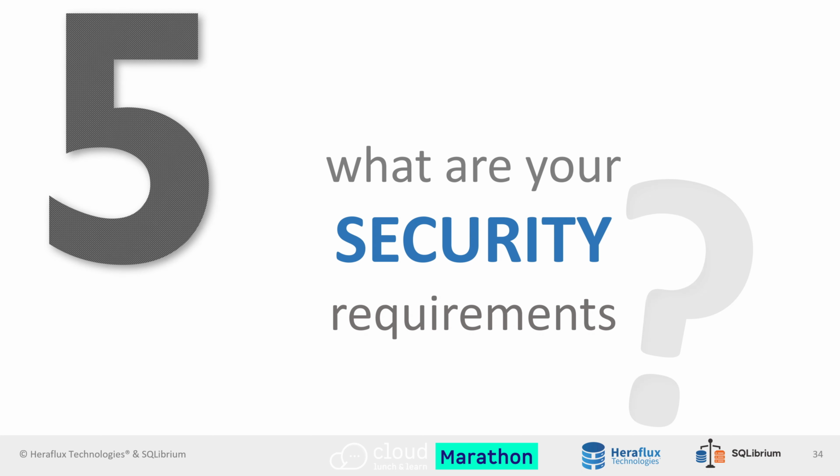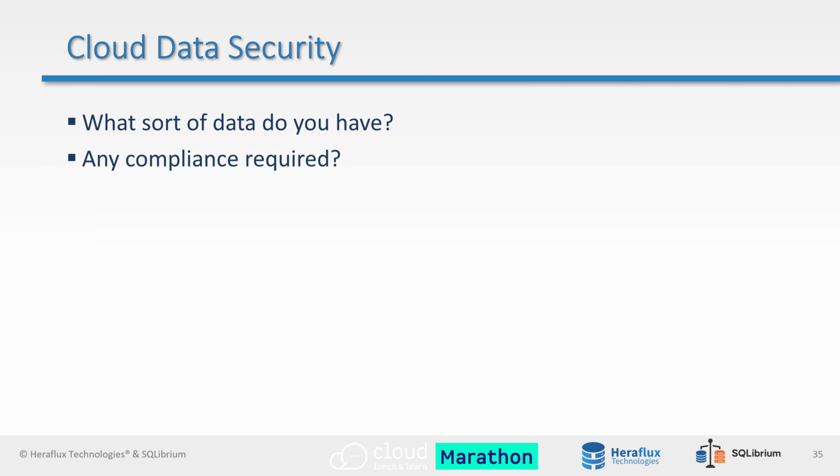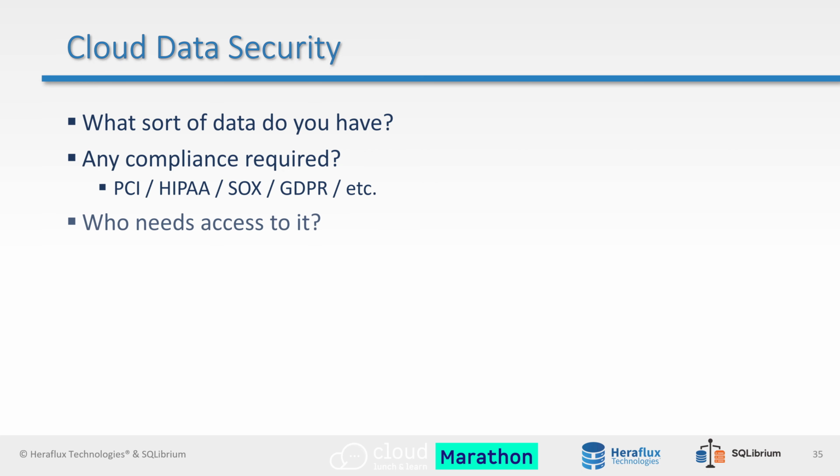Number 5, what are your security requirements? And this is one of those things where you really need to work with the business on this. What sort of data do you have? I mean, we're in the data space. So there's healthcare data, financial data, all kinds of stuff. And it really matters, depending on the industry you're in, what sort of regulatory compliance requirements you may be under. Could be PCI, HIPAA, SOX, GDPR. There is a lot of that kind of stuff out there depending on what vertical you're in. Who needs access to a given bit of data? That is a really hard thing to determine.